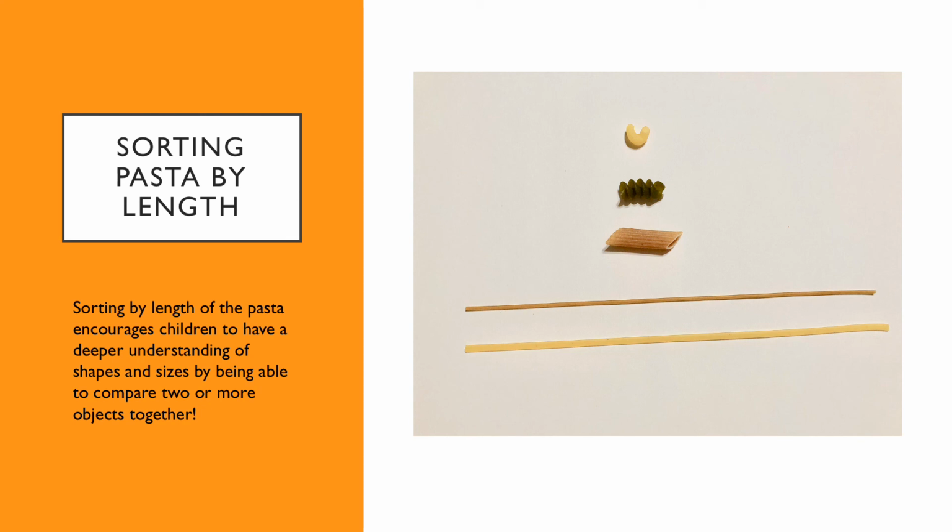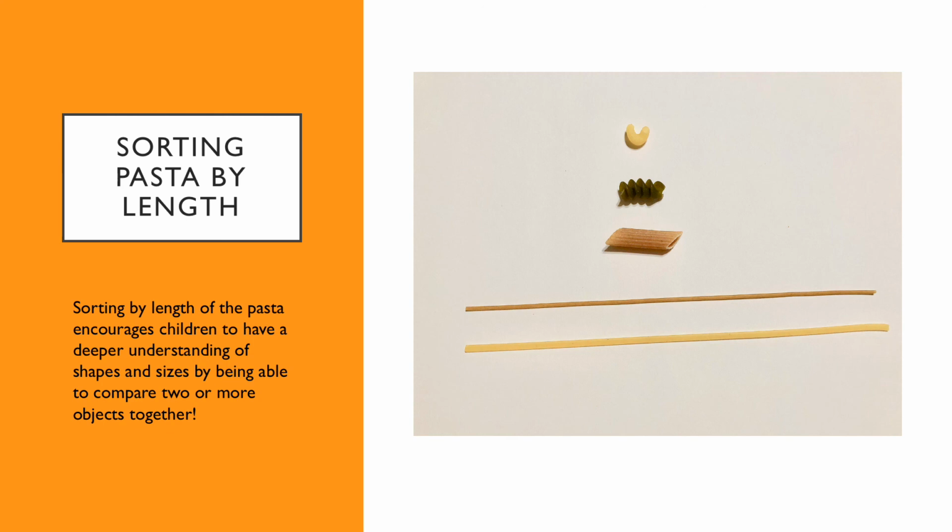Sorting pasta by length. An activity you can do for this is have all the pasta together and then ask the children, which of these pastas do you think is the longest? And hold them out, and then you can say, which one is the shortest? And then you can compare the two, and you can even do the second to longest and compare the two.